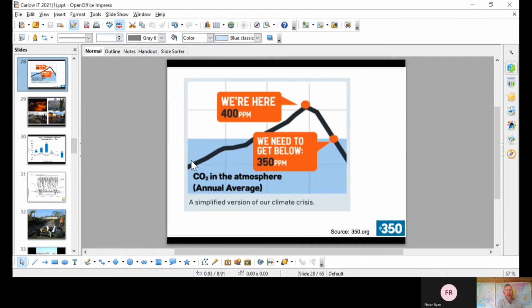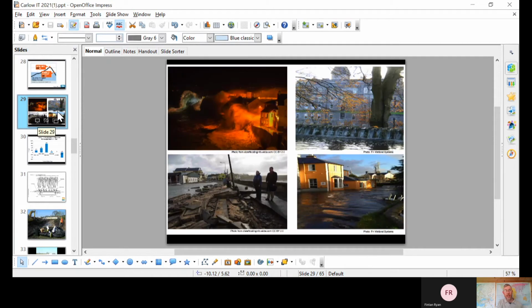So briefly, you're all probably very familiar with this graph. Okay, our carbon dioxide levels in the atmosphere are too high. We need to get them back to safe levels, or we're pretty much snookered. And we're already seeing the results of that. This is the storm damage in Lahinch, flooding in Ennis. That's more storm damage in West Clare, and again flooding through the River Fergus in Ennistymon. So it's not a million miles away.